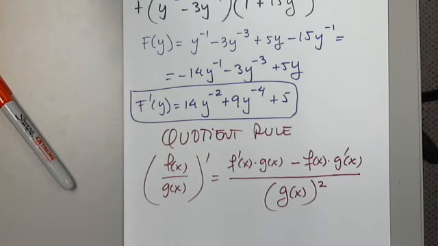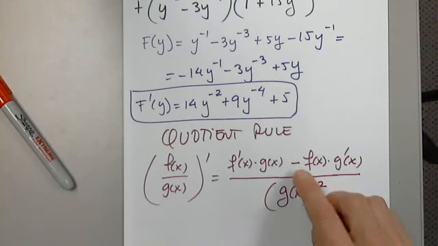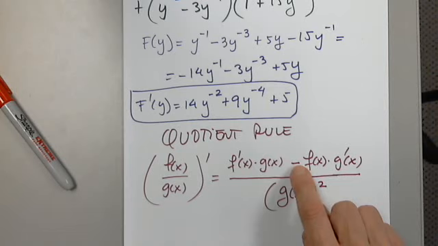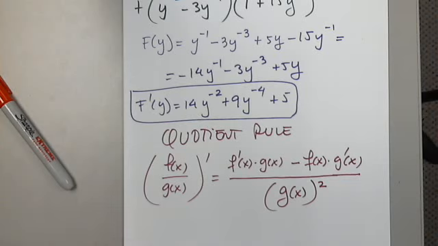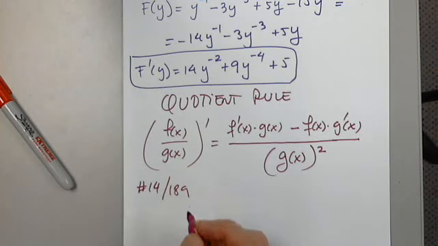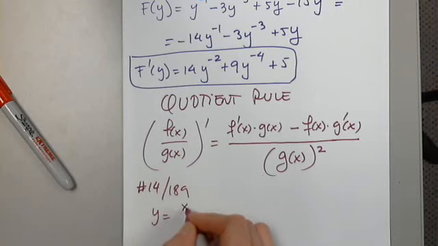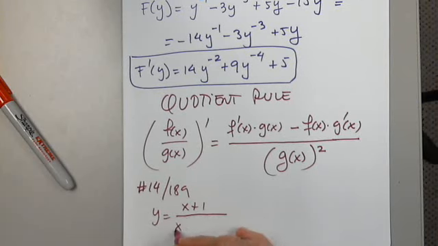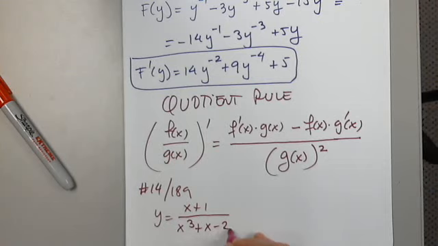So the top of the quotient rule is the same as the product, but there is a difference instead of the sum. And the denominator is squared. That's how we differentiate any ratio of two functions. So let's look at problem 14. Same page, 189. So y equals x plus 1 over x cubed plus x minus 2.